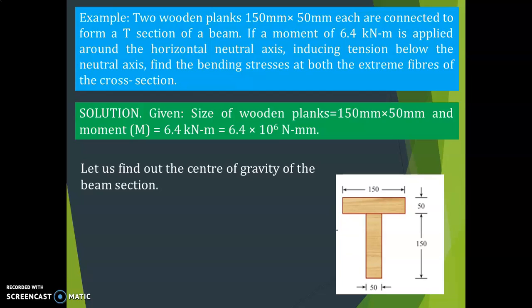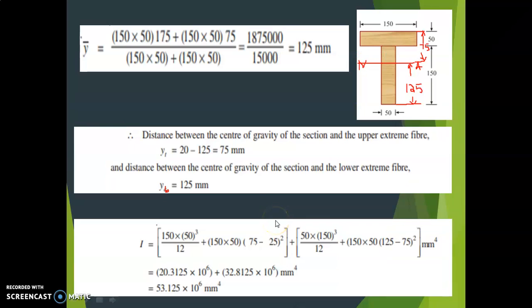So let us first find the I value. How can we find the I value? First you have to calculate what is the position of the neutral axis. So let us first assume the position of the neutral axis. This is just an assumption. I'll assume here, at the bottom layer.